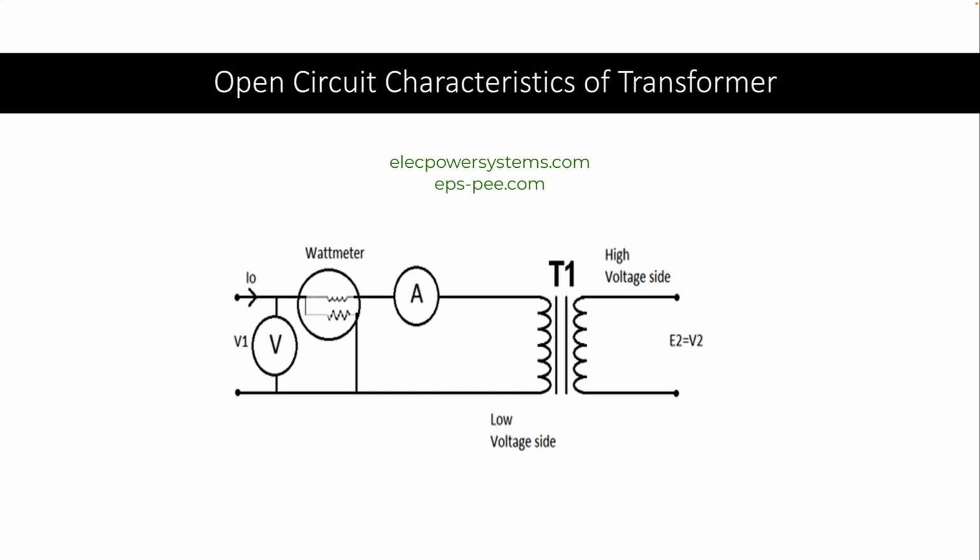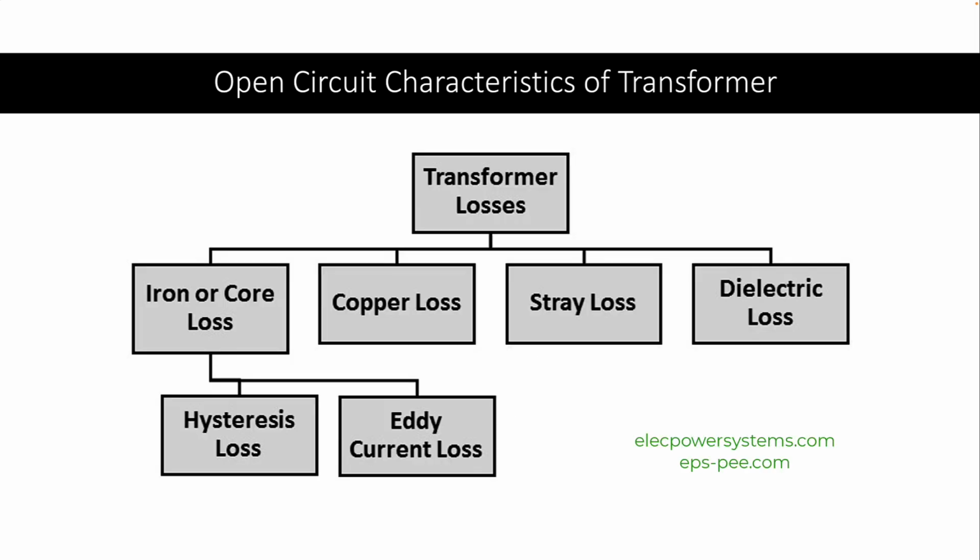The induced voltages in the primary and secondary windings are directly proportional to the number of turns in each respective winding. The second component of the exciting current is the core loss component. This component accounts for the power absorbed by the hysteresis and eddy current losses in the transformer's core. Hysteresis loss occurs because the alternating magnetic field causes the core material to undergo magnetization and demagnetization cycles, resulting in energy losses due to molecular friction.